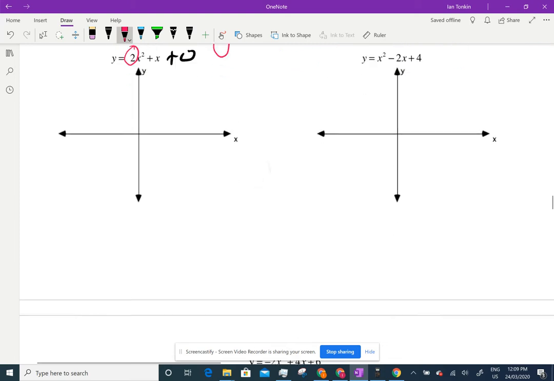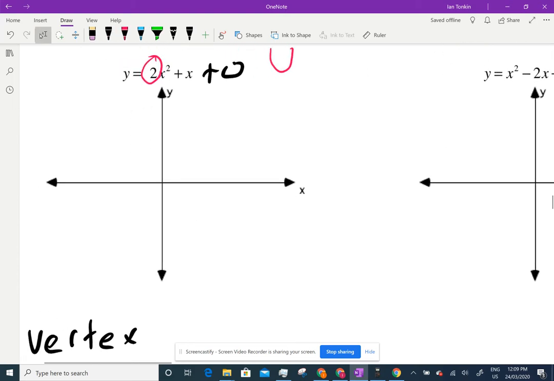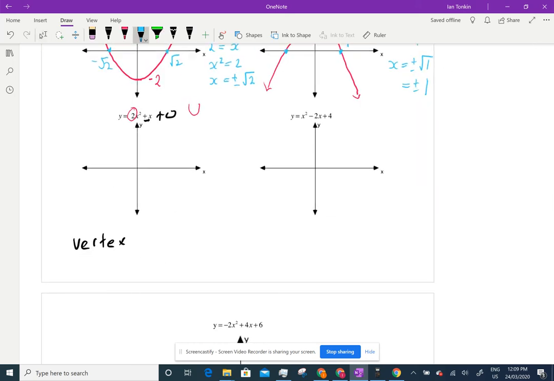So the vertex is minus b. Okay, so what's b? B is the number in front of there. So the vertex is x equals minus 1, because there's a 1 in front of that x, over 2 times a. Well, 2 times 2 is 4. X equals minus a quarter.